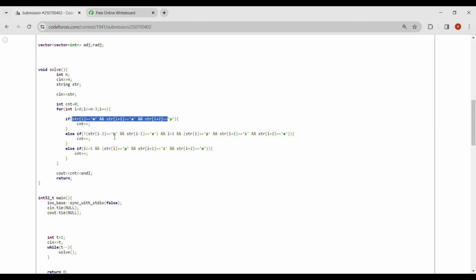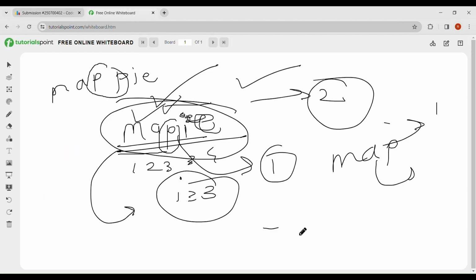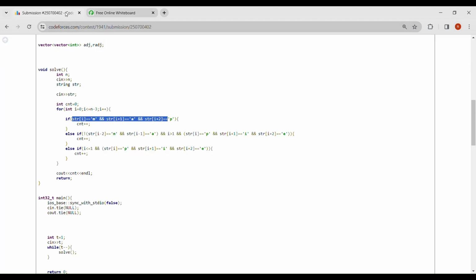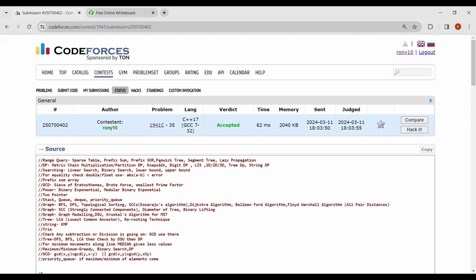And for the first two indices, maybe here the pi condition will be fulfilled, for the first two we only need to check this one, and for the rest also, and this one also. So this was the answer for this question. I hope you understand.